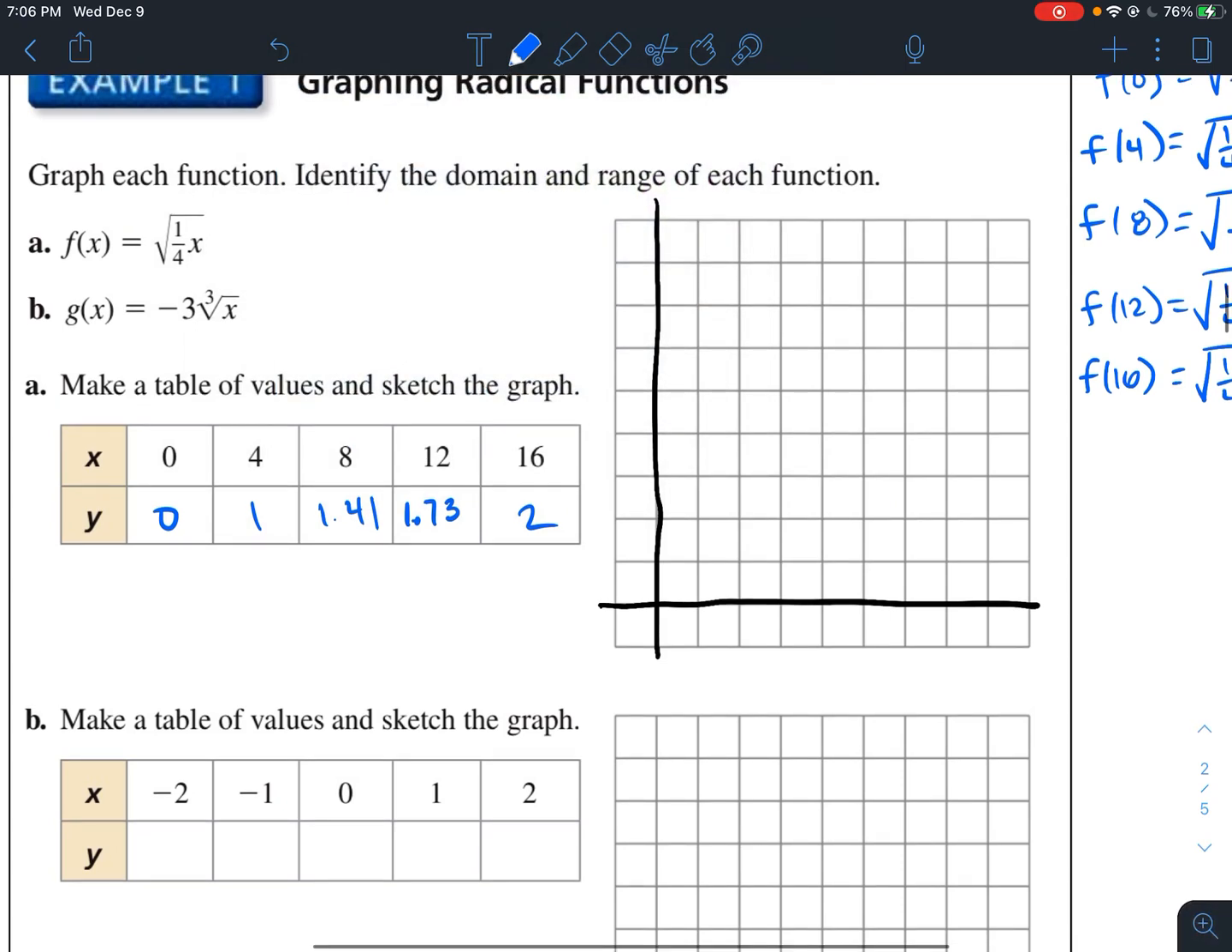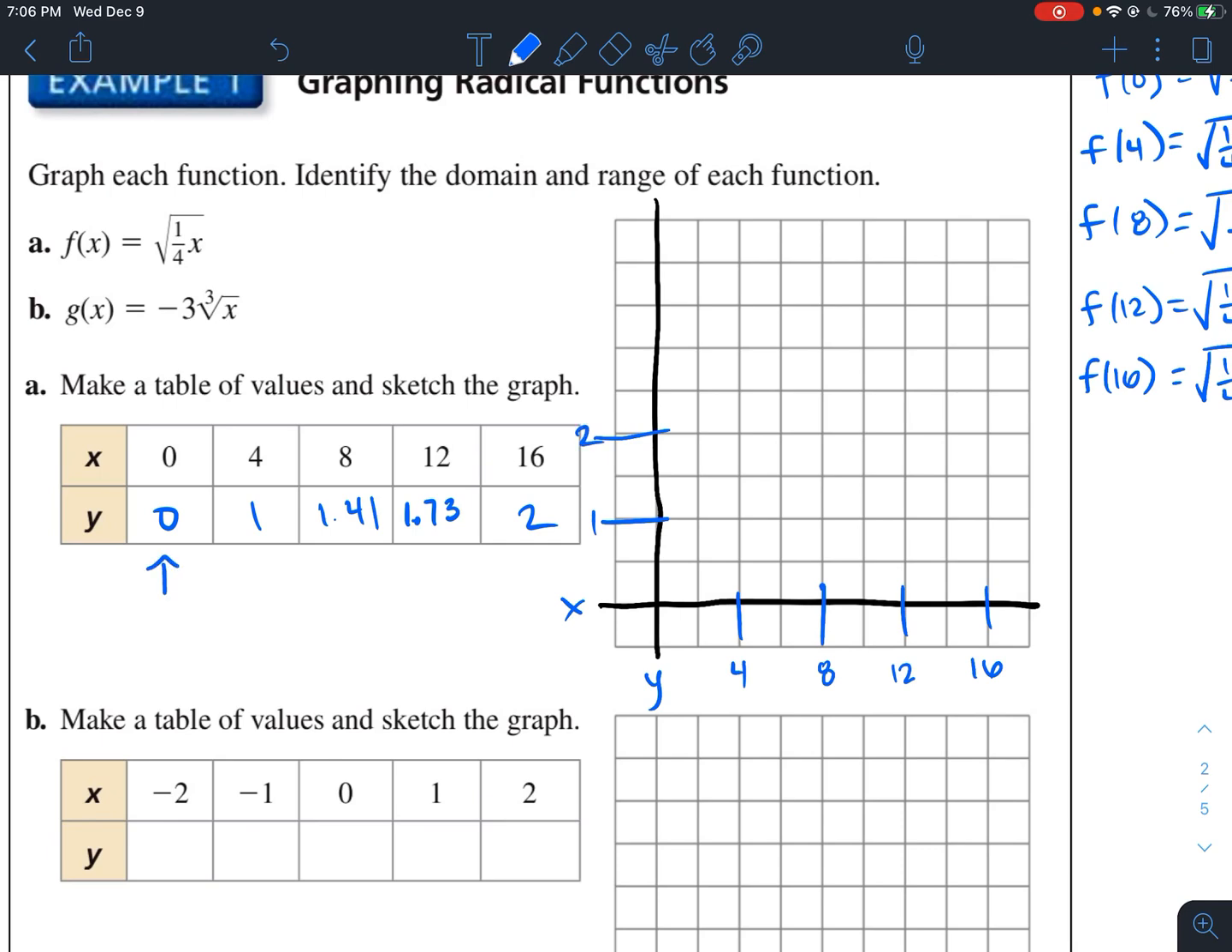Now for my x axis, I range from 0 to 16. So I'm going to count by 2. So 2, I'll call this 4, 6, 8, 10, 12, 14, 16. For my y, I range from 0 to 2. So I'm going to count by halves. So 0.5 and 1, 1.5 and 2.